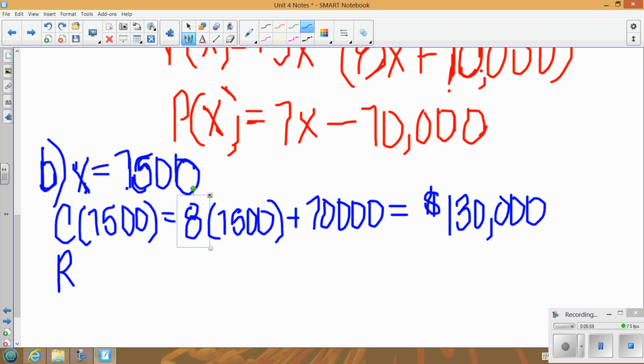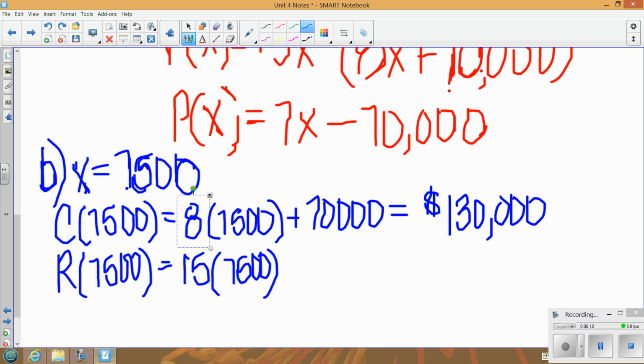And then we'll look at revenue. So we're going to plug 7,500 in for x. So then we have 15 times the number of items sold, which is 7,500. Plug that into your calculator. You should get $112,500.